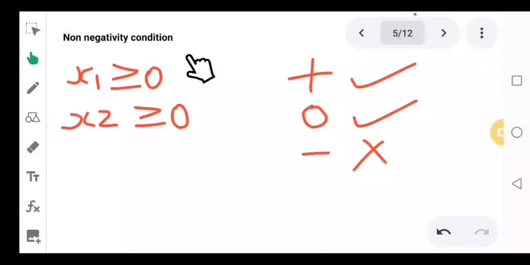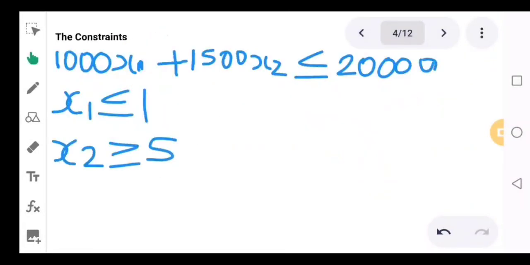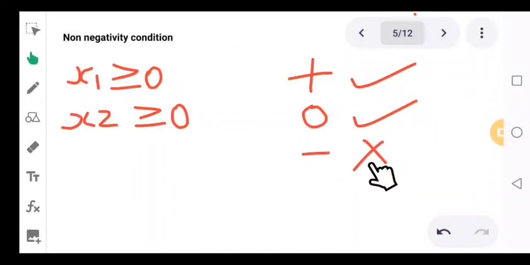The next is the non-negativity condition. This will remain the same. Your decision variables, x1 and x2, cannot be negative. They can be positive or 0. That is, there can be no messages, or one message, two messages, or any positive number, but you cannot say there's -1 message or -10 messages. That's why this non-negativity condition comes into the picture, and both x1 and x2 will not be negative.